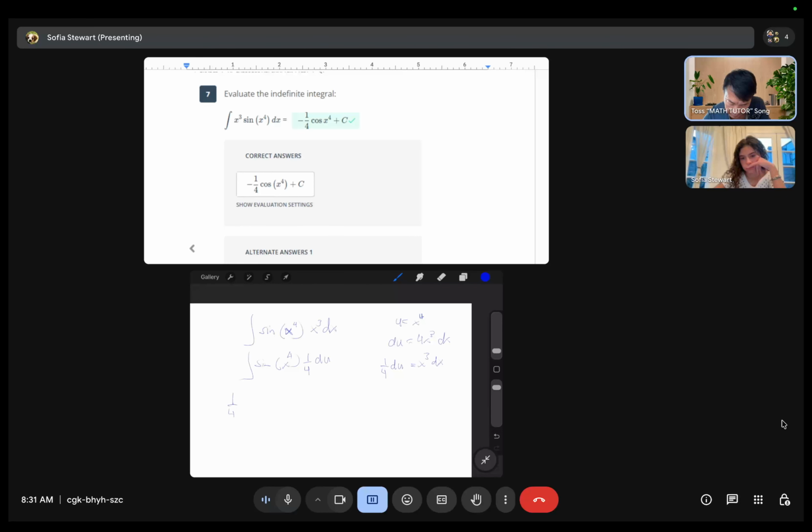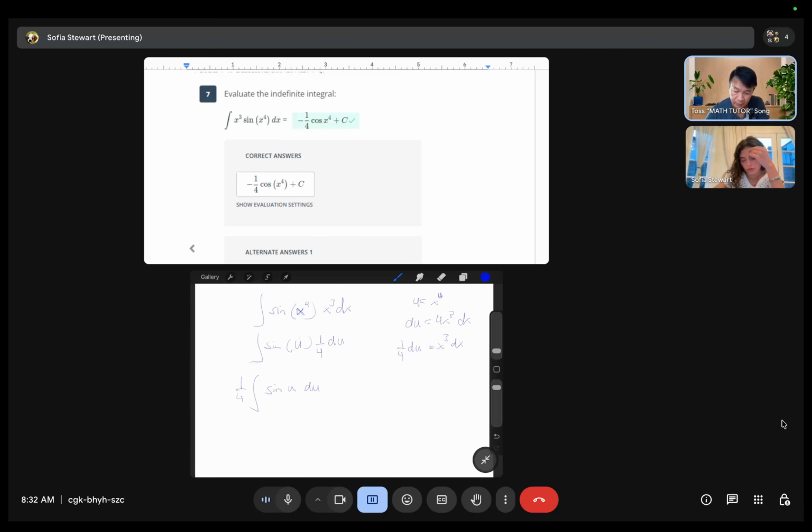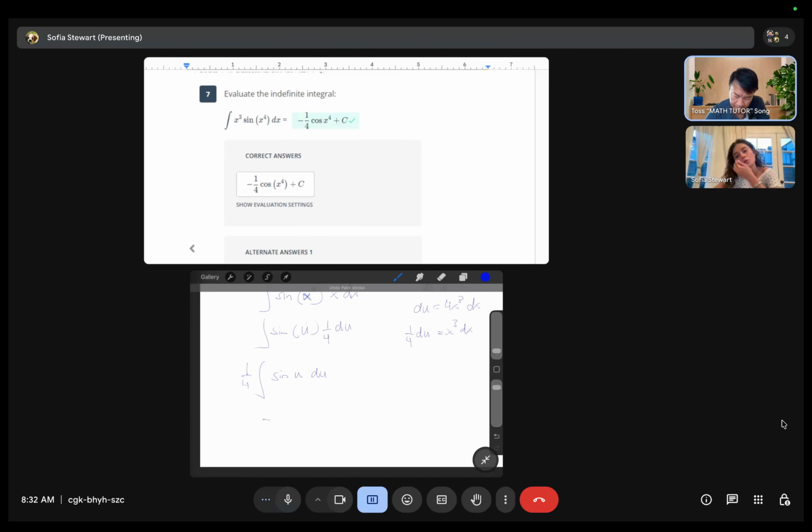I'm glad there's no upper or lower limit. So this becomes 1/4 sine u du. Yes. And then you integrate in terms of u. You integrate sine, it's a negative cosine, but you have a 1/4 there. Might as well put it in the front. Is that okay? So it's negative cosine of u. Yeah, that's it. But now I'll write it like this for now.